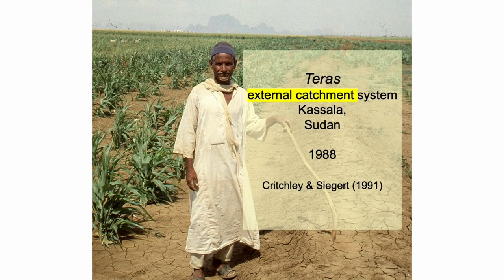The terrace system of water harvesting in Sudan is entirely traditional. Despite the apparently flat land, there is runoff to be captured. By the way, do not confuse the Arabic word terrace with terrace that we've talked about in our last class.